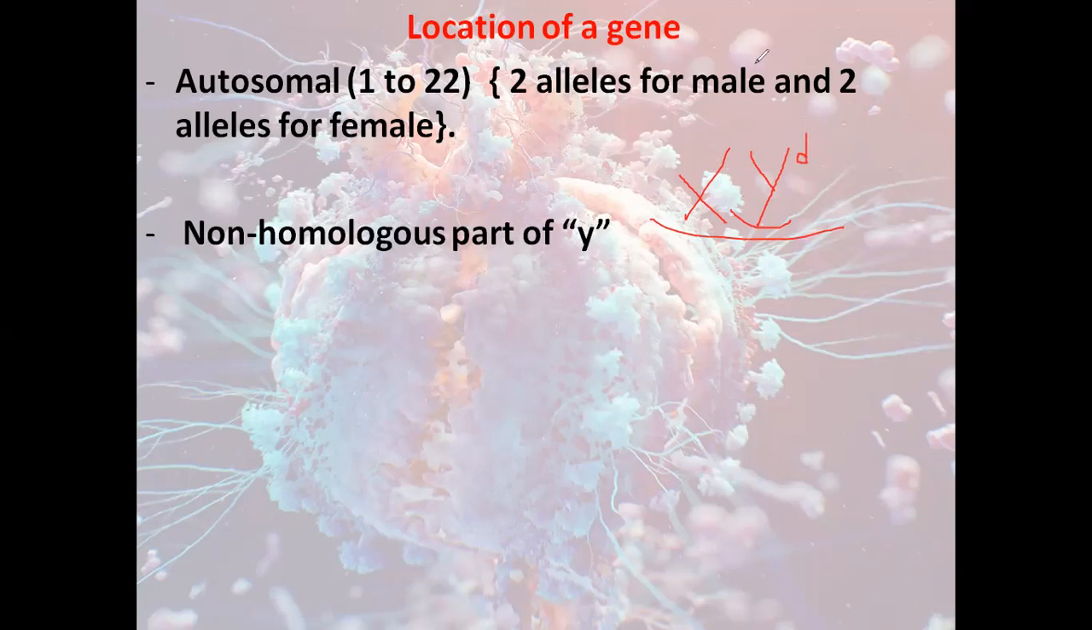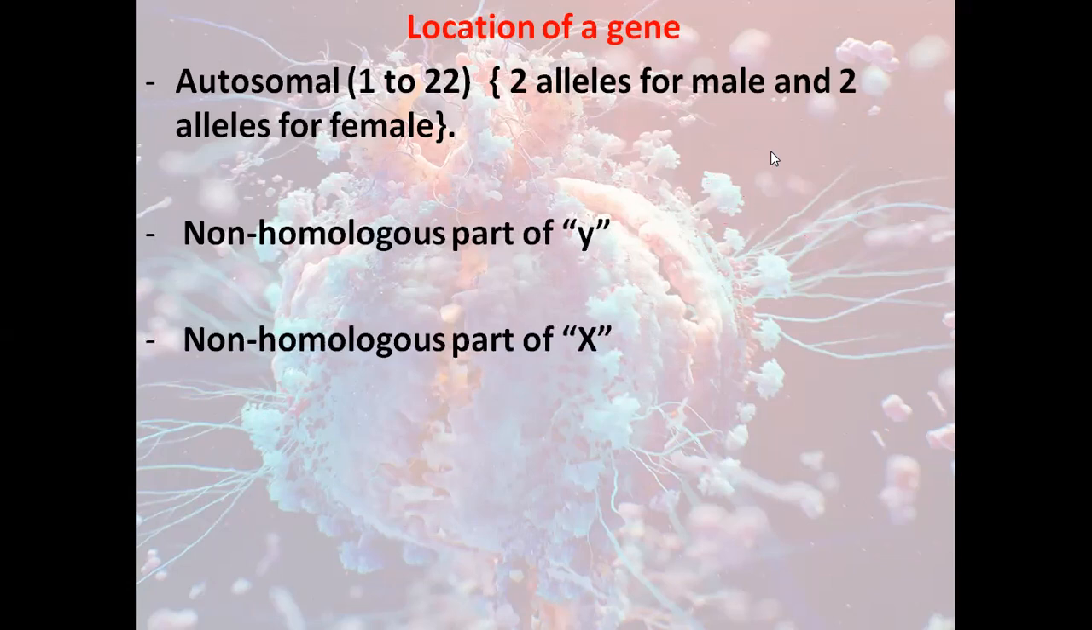We will see. Or it may be found on the non-homologous part of X. Maybe the male has XY and the female has X and X. So here the male, if it's found on the non-homologous part of X, has one copy, one X, while the female will have two alleles. She has two X's.